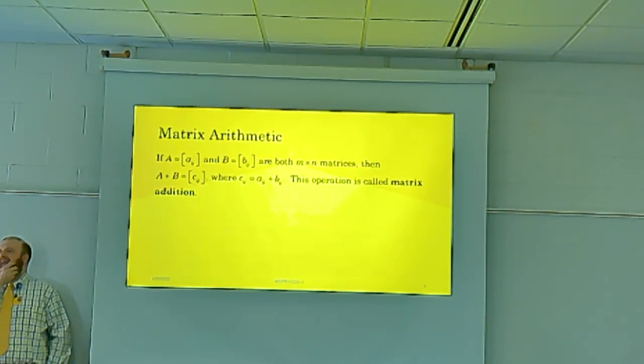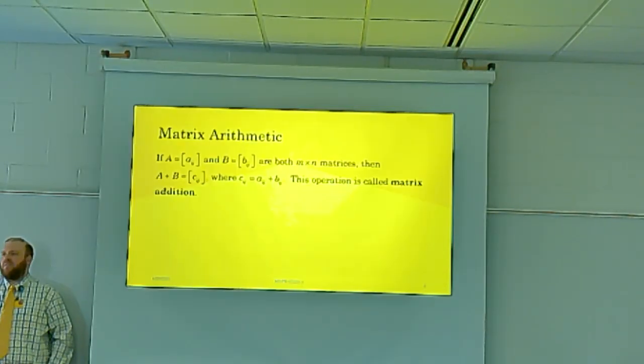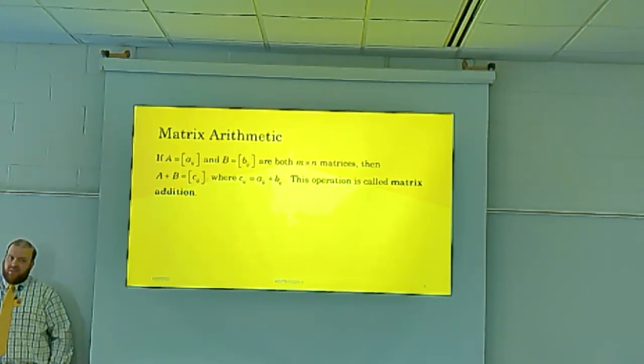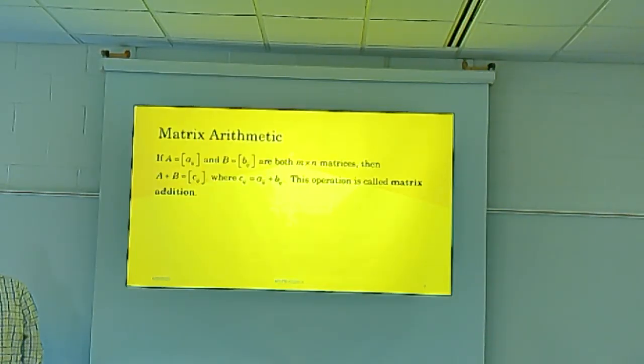Given two m by n matrices A and B, the matrix A plus B, which is the matrix of entries c_ij, where c_ij is a_ij plus b_ij, is called the matrix sum, matrix addition. So when you add two matrices, all you do is add the corresponding entries.